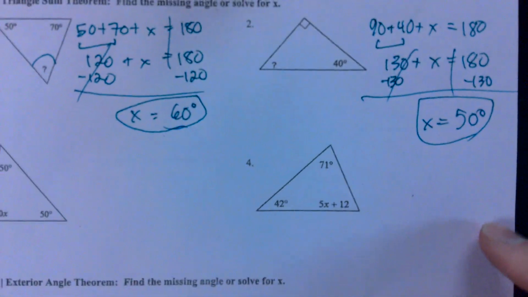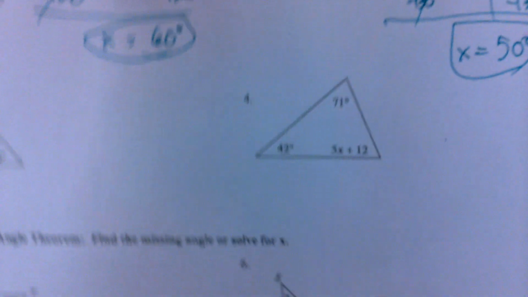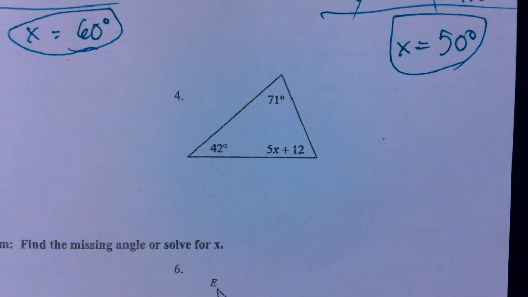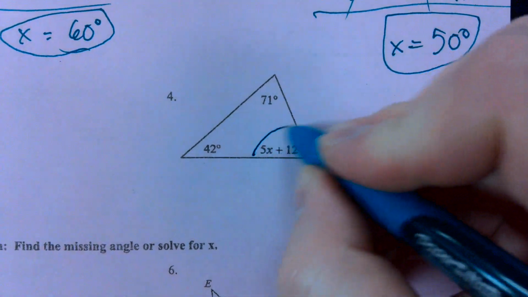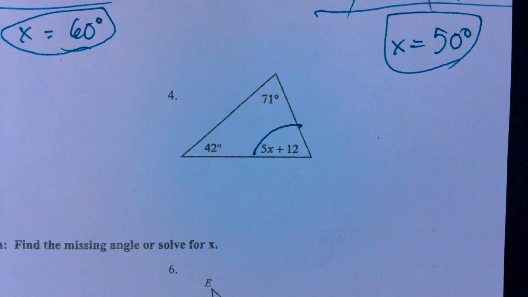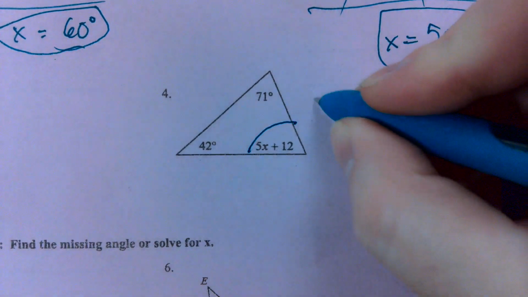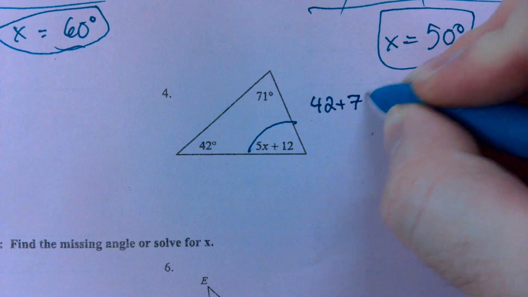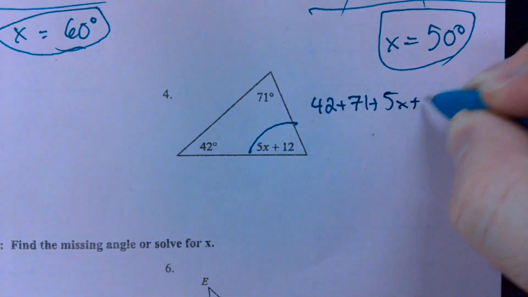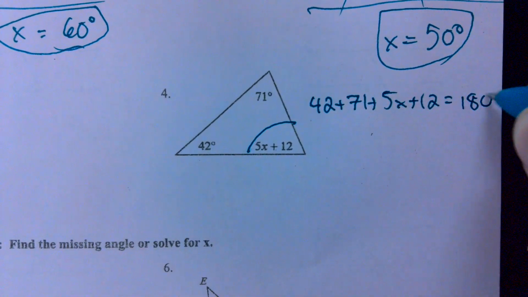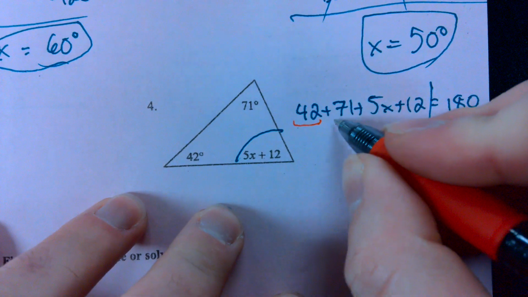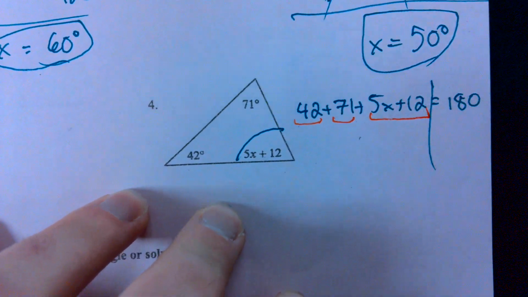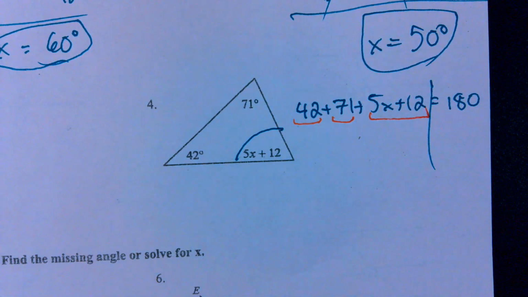Now you probably did it a different way, but got the same answer. That is perfectly fine. But if we go down to number 4, we've got a little bit more complicated of a missing angle. My missing angle is not just a question mark. Now it's 5x plus 12. But it doesn't matter. We're still going to add all three angles together and set them equal to 180 degrees, just like that. Here's my first angle, 42, my second angle, 71, and my third angle, 5x plus 12.